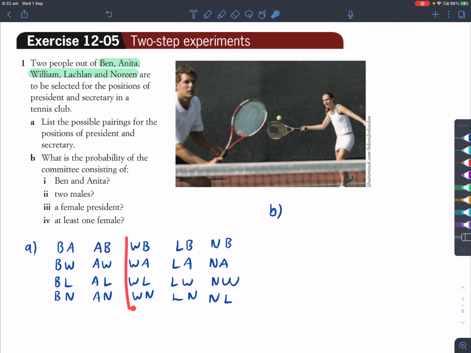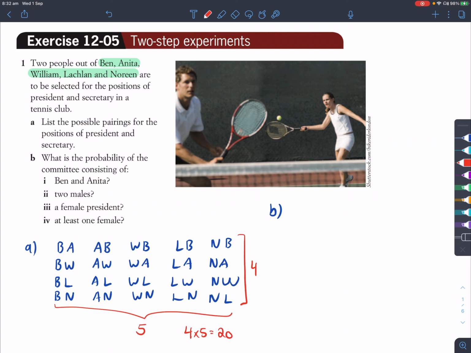So you let William be the president, followed by the rest of them being secretaries. Then Lachlan being the president, okay? And then Noreen being the president. So altogether, we've got 4 rows, and we've also got 5 columns here. So altogether, there are 20 pairings.